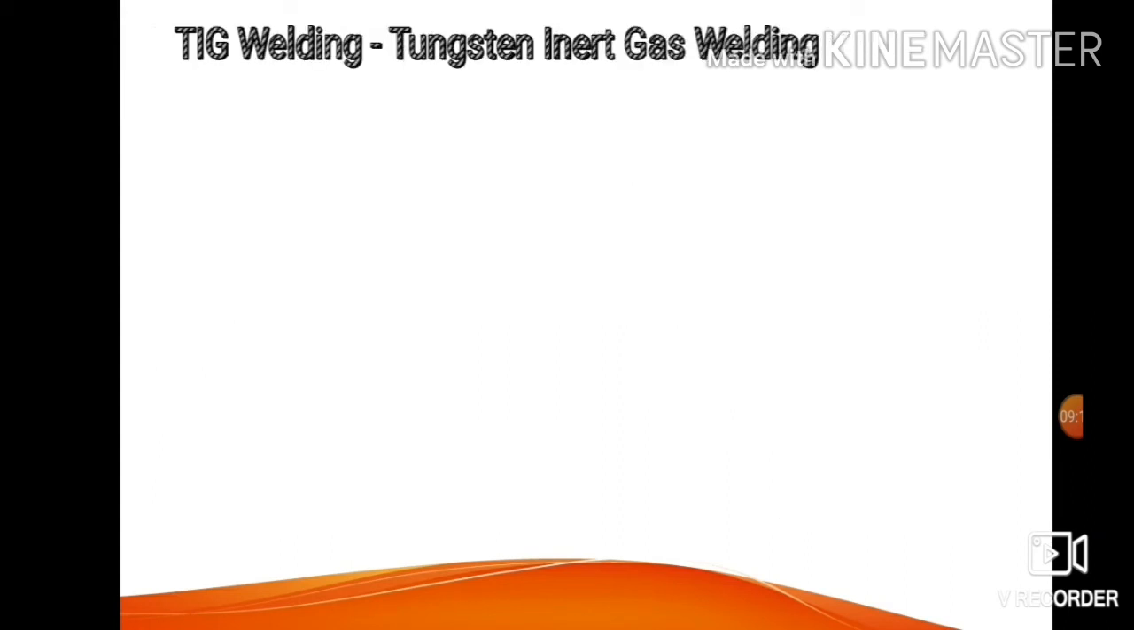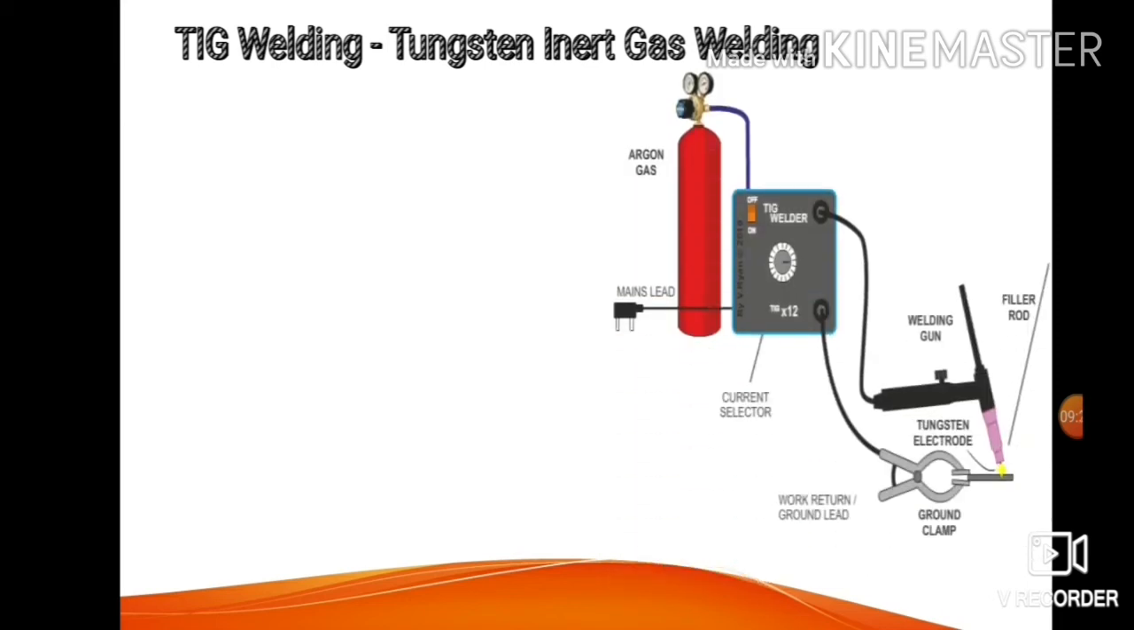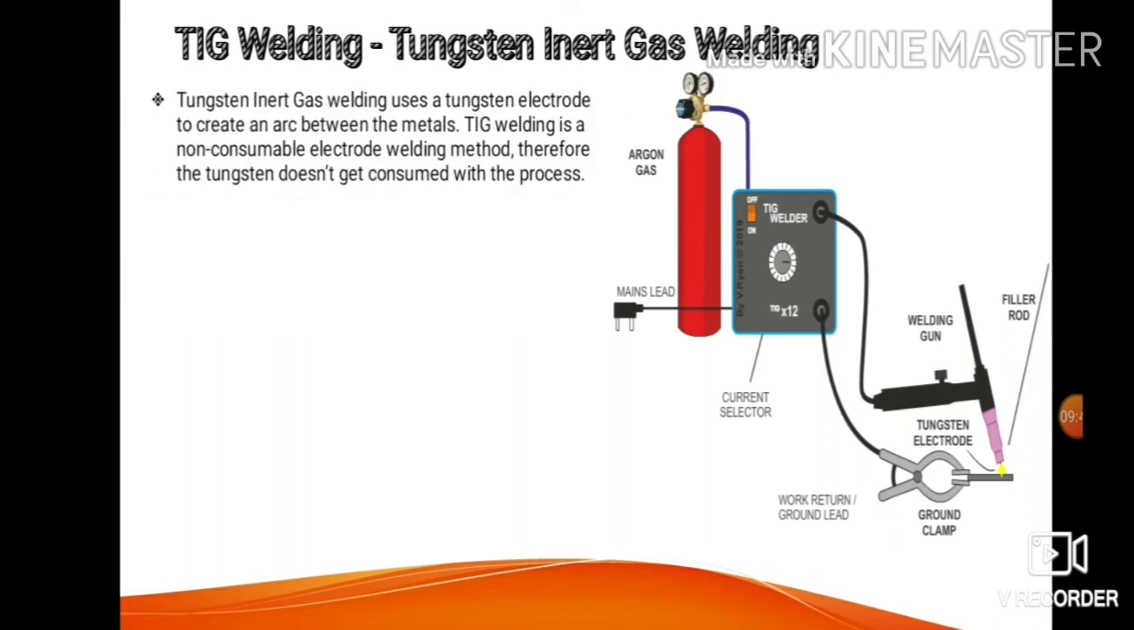Now the third one is TIG, tungsten inert gas welding. It is another example of inert gas welding and an example of arc welding. In this type of welding we are using a non-consumable electrode. Tungsten inert gas welding uses a tungsten electrode to create an arc between the metals. TIG welding is a non-consumable electrode welding method. Therefore, the tungsten doesn't get consumed in the process.